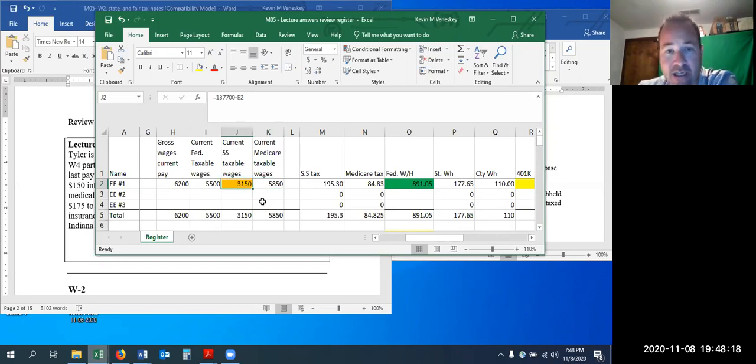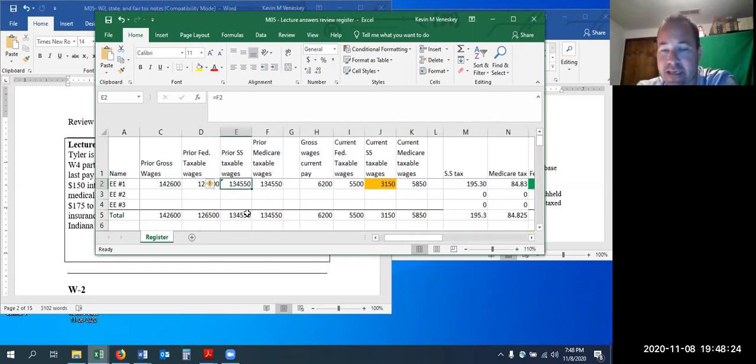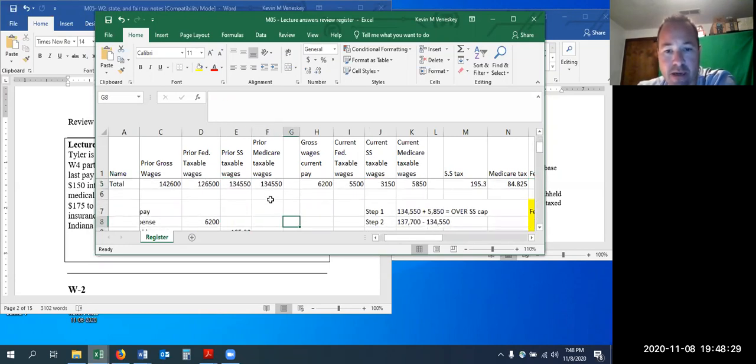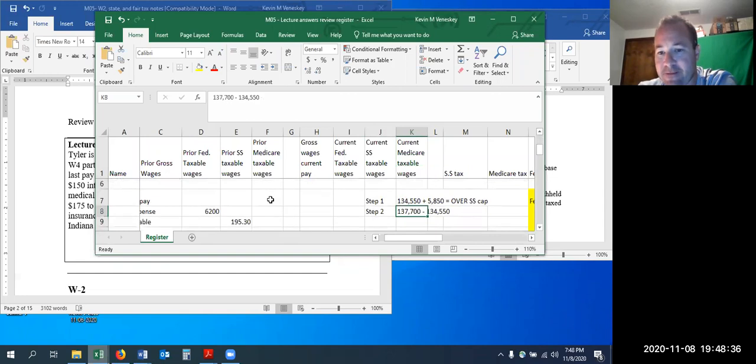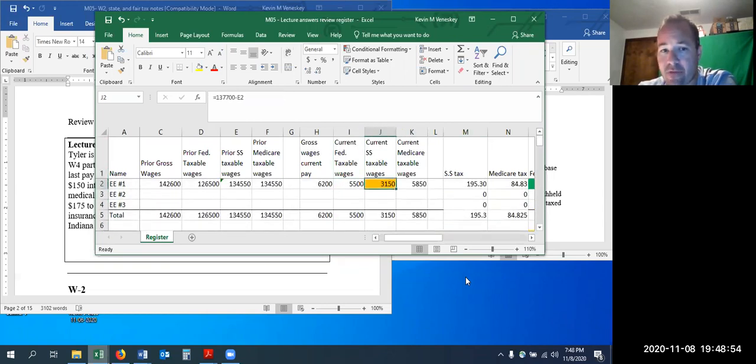And then this one we're going to have to actually calculate because we are really close to the cap. The cap is 137.7. We are getting very close. So we come down here and I did step 1 and step 2. So step 1 plus the current wages, 58.50, puts us over the cap. And we need to do the Medicare wages here, not gross, not federal, but the actual FICA part. Once we're over the cap, we then put what is the cap and subtract out the 134,550. And that's how I got this number here.